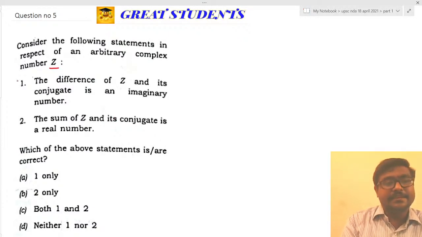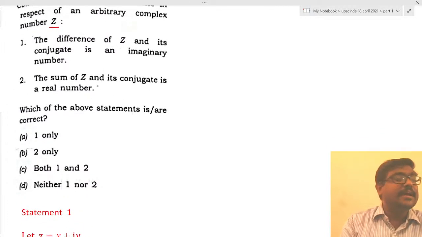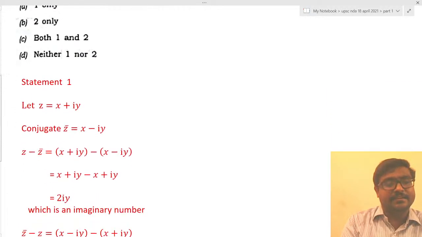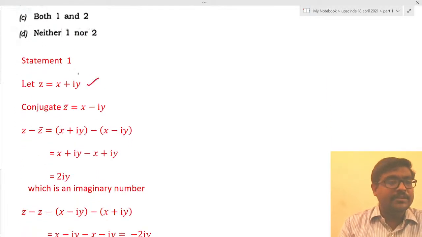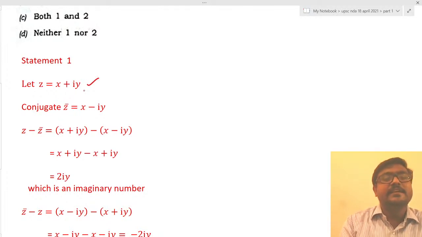The first statement: the difference of z and its conjugate is an imaginary number. We have to find the difference of a complex number and its conjugate. They are telling that it will give an imaginary number. Let us check it. Let me assume z equal to x plus iy, the general standard form of a complex number. Finding z bar, we change the sign of the coefficient of the imaginary part, so y becomes minus y, and z bar is x minus iy. What does the first statement say? The difference between a complex number and its conjugate is imaginary.